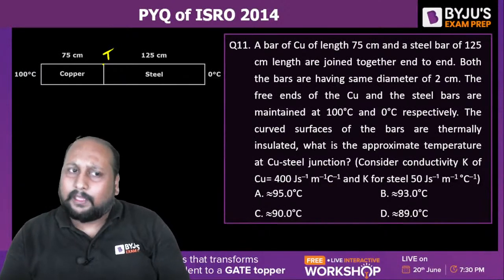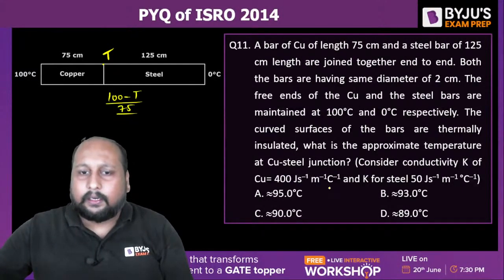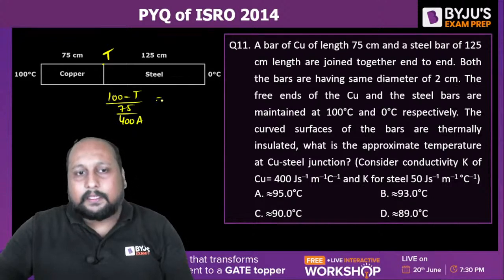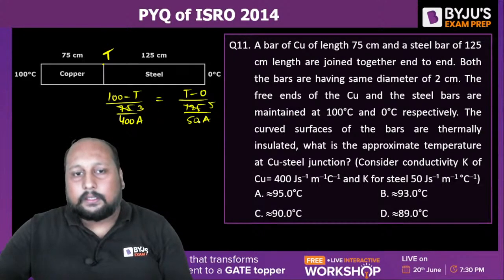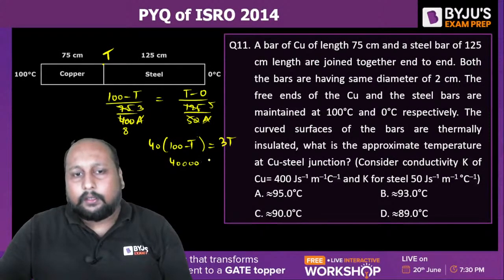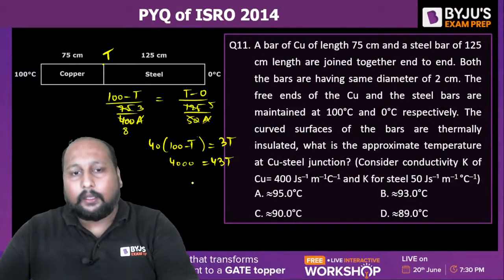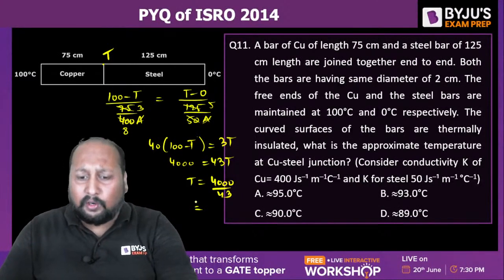Apply Fourier's law. (100 minus T) divided by 75 over the thermal conductivity of copper, 400, into A, is equal to (T minus 0) divided by 125 over 50, into A. So this is 3, this is 5, this is basically 8. A gets canceled out. So this is 40 into (100 minus T), equal to 3T. So 4000 is equal to 43T, or T is equal to 4000 divided by 43, somewhere around 90 something. What is the value?